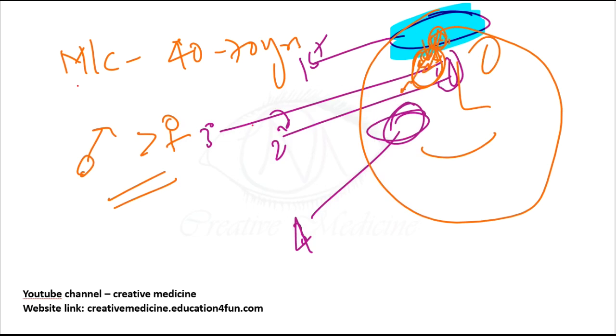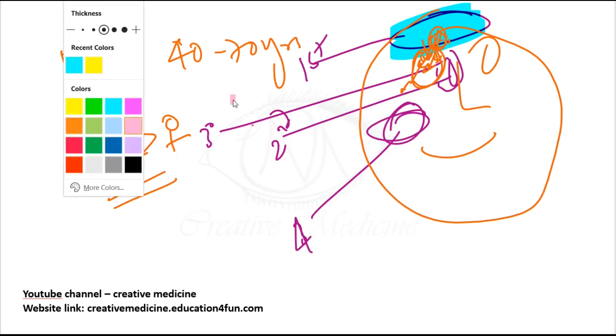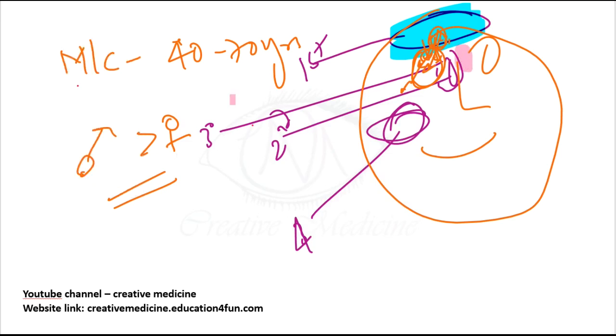Whereas if it is present in the ethmoidal sinus, it will push the eyeball forward and laterally only. It will not push the eyeball downwards. Like this it will push.